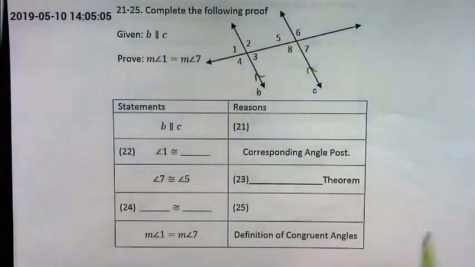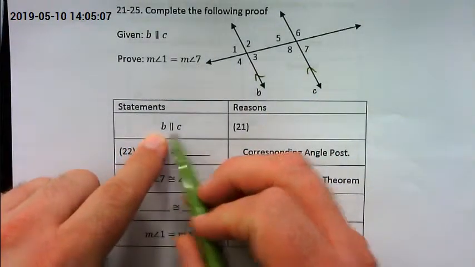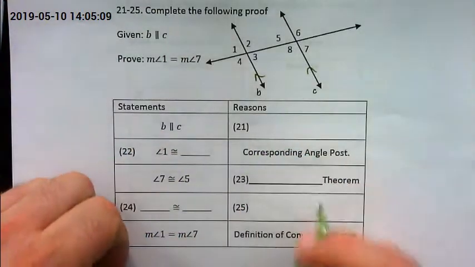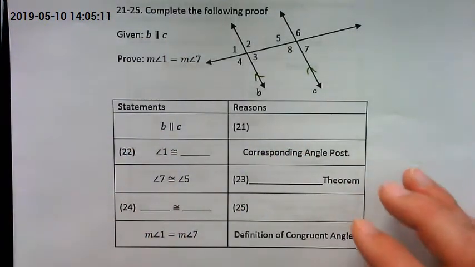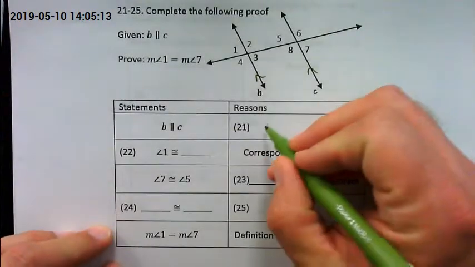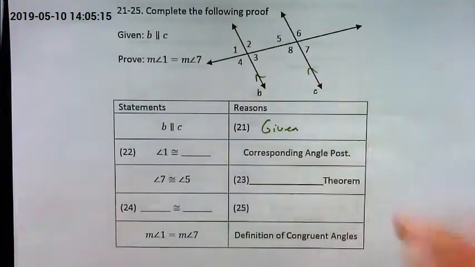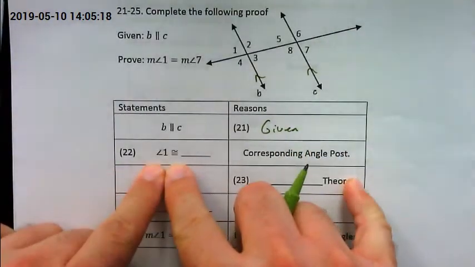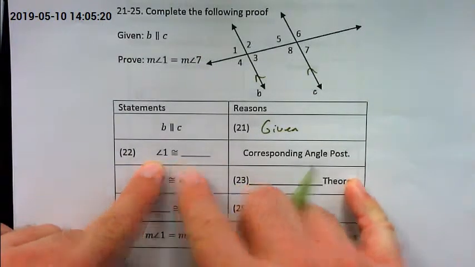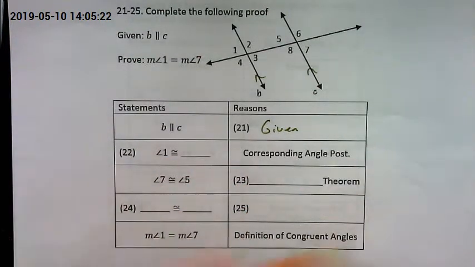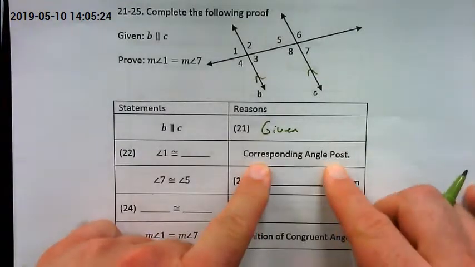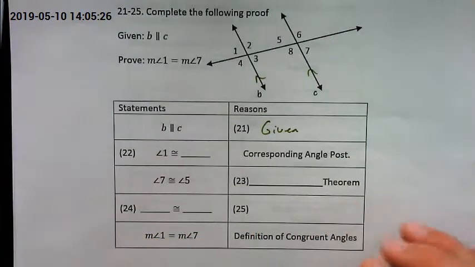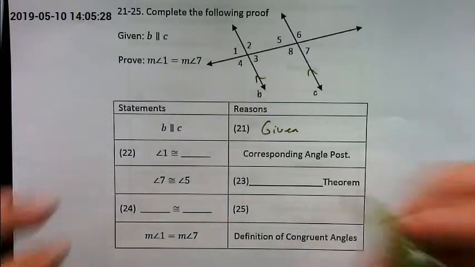So looking at this, they wrote B and C are parallel. So the reason is given, or given information. Again, one of the options should say something about given. Then on the second one, all right, angle 1 is congruent to, well, there's lots of angles it could be congruent to, but look at the reason they gave us. Corresponding angles. You said angle 5.